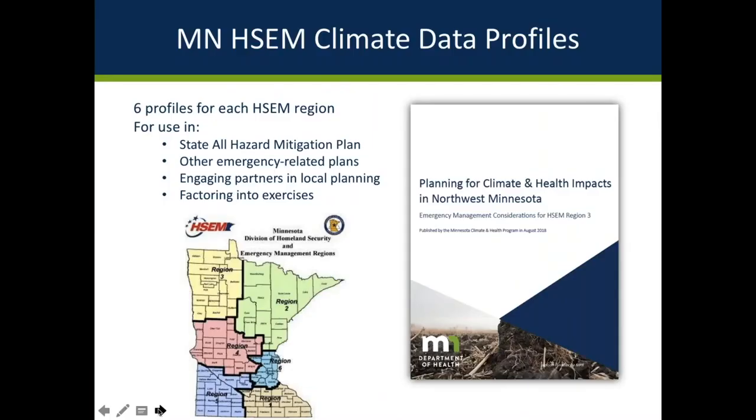So as a way to help planners and decision makers in emergency management and related fields understand regional climate trends and ultimately champion climate and health resiliency, we developed climate and health data profiles tailored for each of our state's 6 Homeland Security and Emergency Management, or HSEM, regions. So far, we're receiving great feedback on how our partners plan to use the information in their mitigation plans and other emergency-related planning documents, and also for factoring into response and recovery-related exercises and scenario planning efforts.